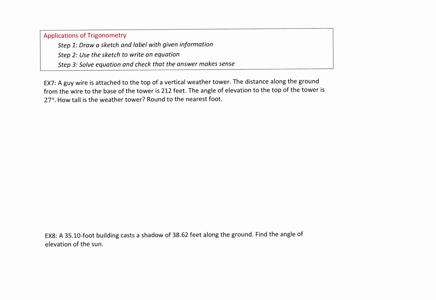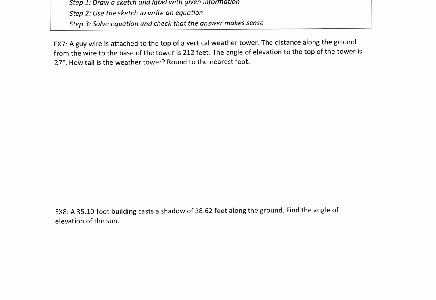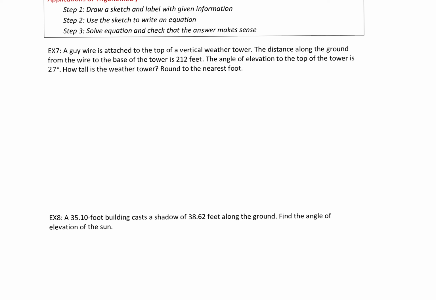In example 7, we have a guy wire that's attached to the top of a vertical weather tower. If you don't know what a guy wire is, it's a support wire that attaches itself to the object, and then typically it'll be attached to the ground to stabilize the object. A form of a guy wire would be the cords that you attach to tents to stabilize them. So we have this guy wire, it's attached to the top of a vertical weather tower to stabilize it.